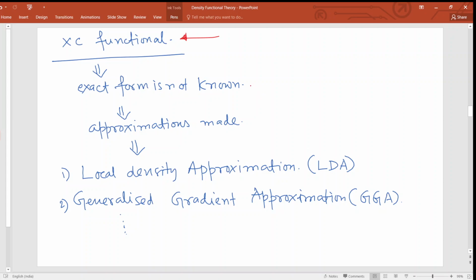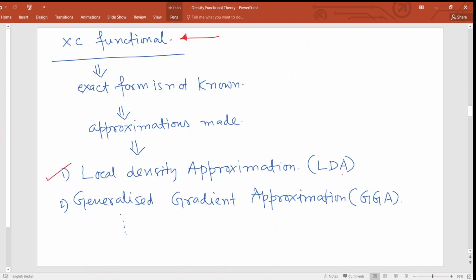Okay, so the exact form of this energy term is difficult to predict actually. So again what we do is try to make some sort of approximation so that we get the best behavior, or let's say best prediction we can make. Okay, so this is again some sort of approximation which you have to do. So here are popular approximations which are actually used for defining this exchange correlation functional.